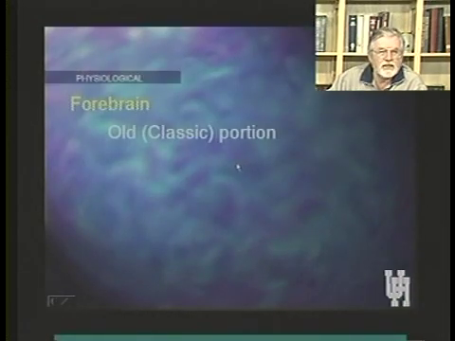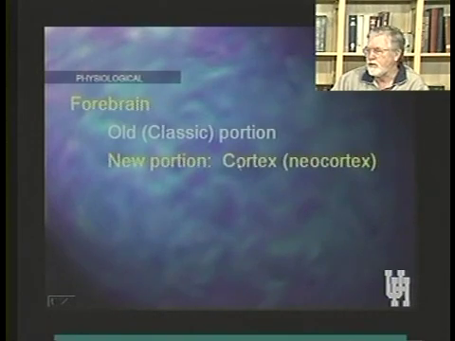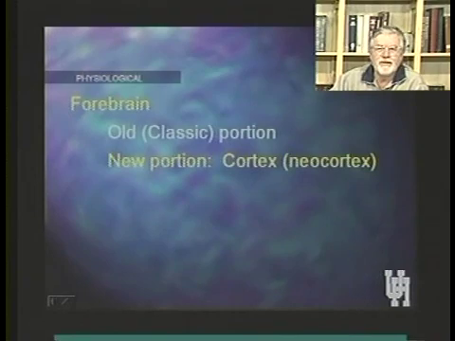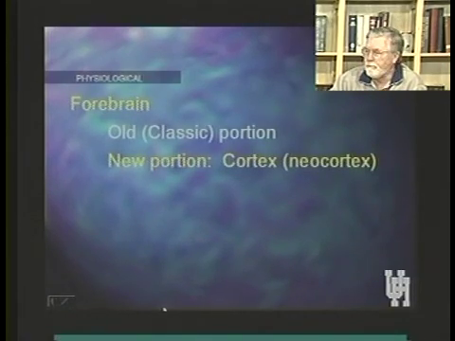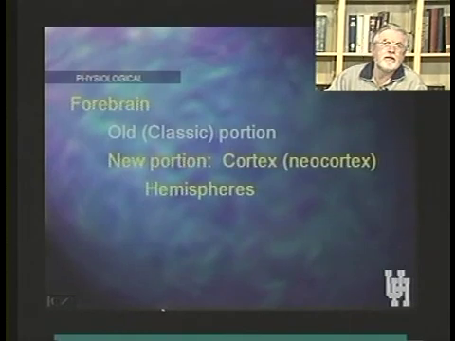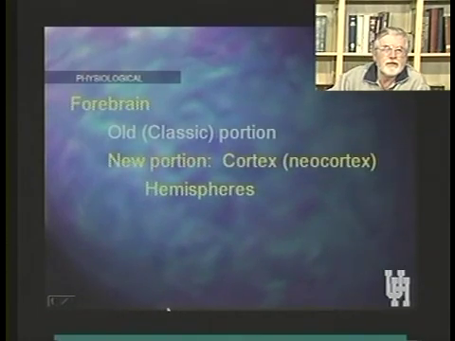Now, that's the older classic portion. Now let's look at what is variously called the cortex, the neocortex, you name it. In essence, it is the most sophisticated, the last evolved portion of the brain. It is the vast majority of the boxing glove that represents the very top of the brain. Relative to the cortex, there are several things that we can talk about.